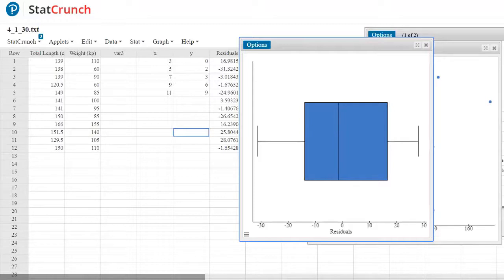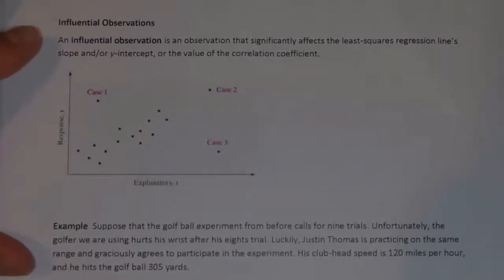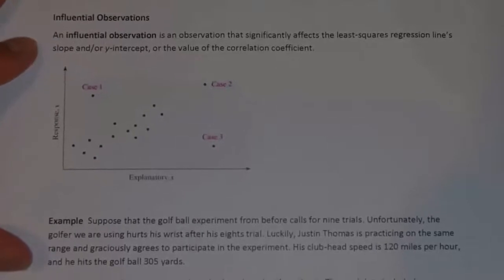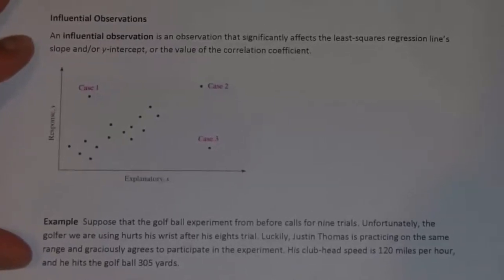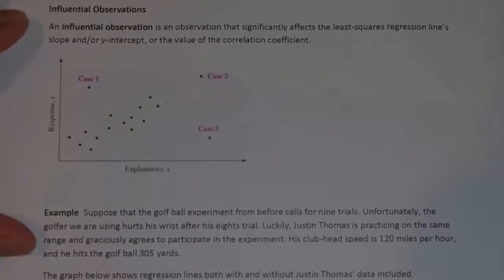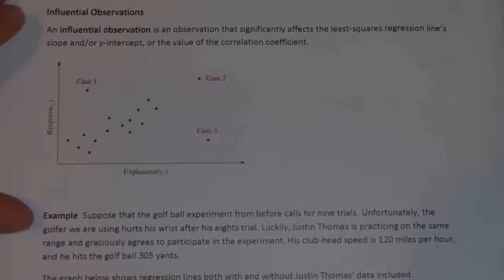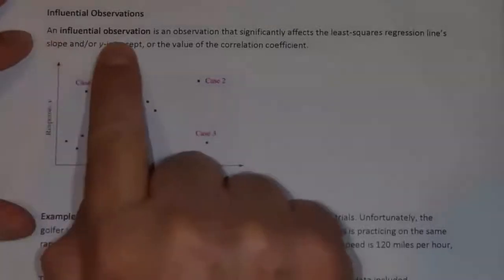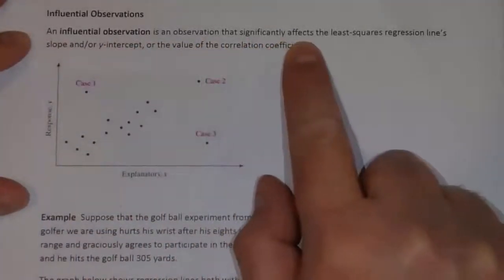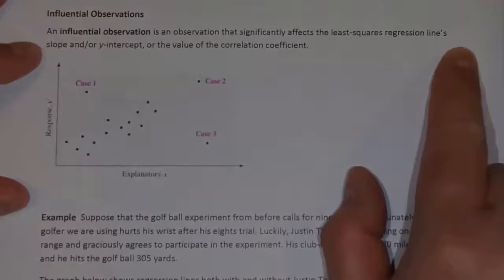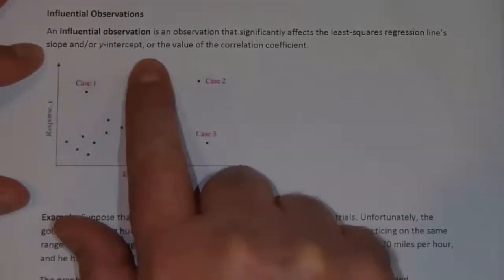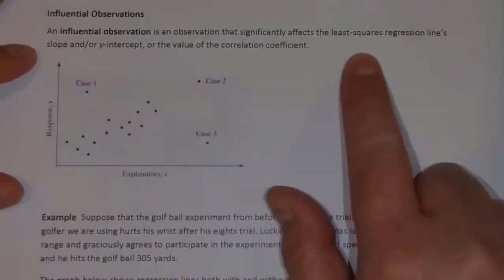That's pretty much it for section 4.3. The only other thing that I have in section 4.3 is just a couple of comments that you need to be aware of. And that is, beware of influential observations, which may or may not be outliers. Most likely they will be outliers, but possibly not. An influential observation is an observation that significantly affects the least squares regression line's slope and/or y-intercept, or the value of the correlation coefficient.